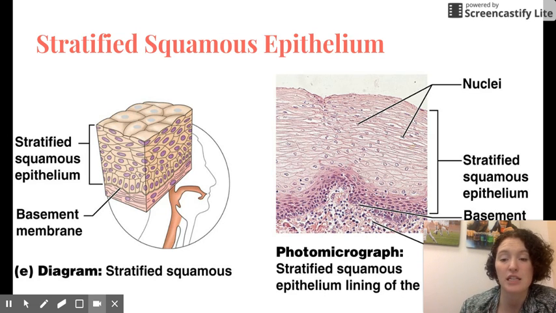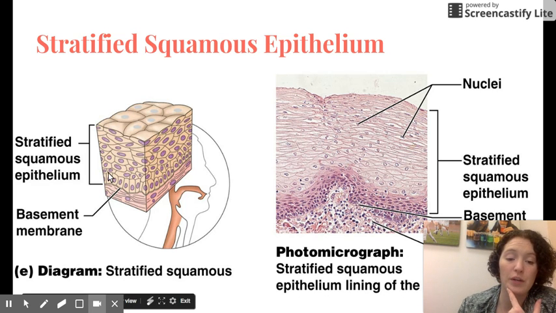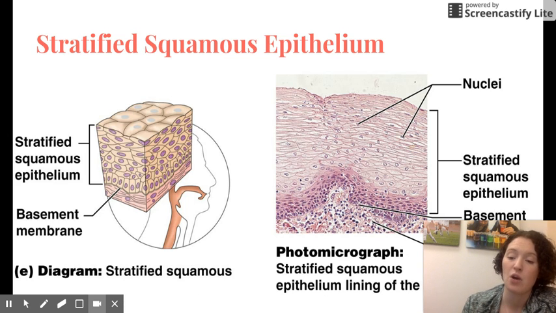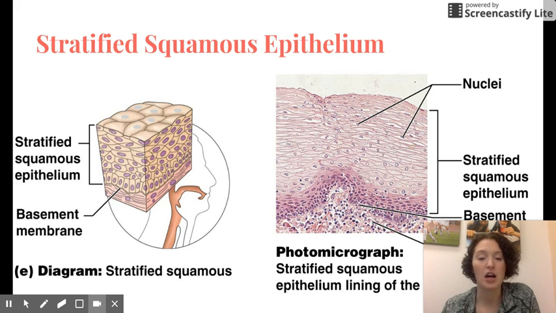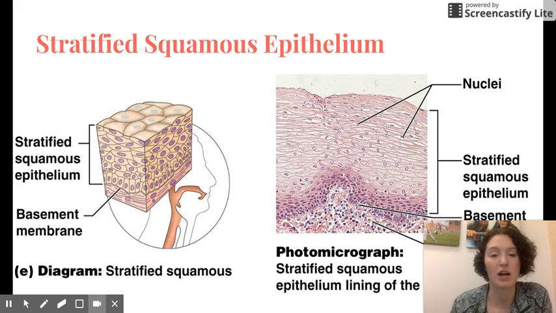They're found at sites that receive a lot of abuse, a lot of friction, things like the skin, the esophagus, the mouth. These are going to allow us to even lose some of those top cells and replace them easily without getting straight into the body when something scratches the surface.